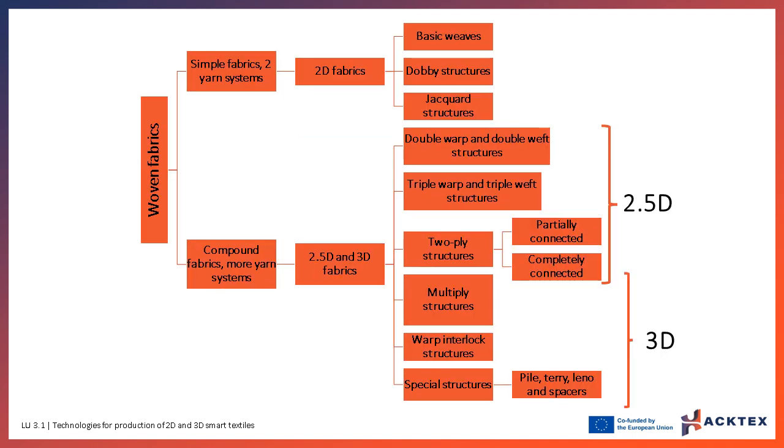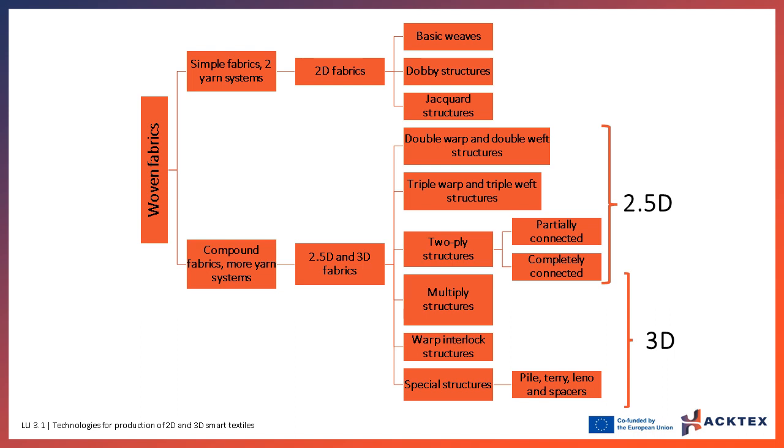From a structural point of view, woven fabrics can be grouped as simple and compound fabrics. Simple fabrics are made using only 2 systems of yarns. Compound fabrics are made with at least 3 systems of yarns and include double warp and double weft structures, triple warp and triple weft structures, 2-ply structures, made of 2 layers of woven fabrics, completely connected, compact fabrics, or partially connected. Multi-ply structures, with more than 2 layers, compact or partially connected.